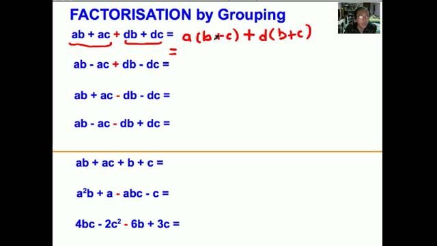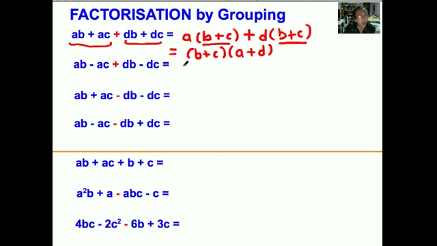Once we have factorized the common factor from each group, you should notice that there is a common factor in brackets. Thus, we take out b plus c, and what remains is a plus d in brackets.